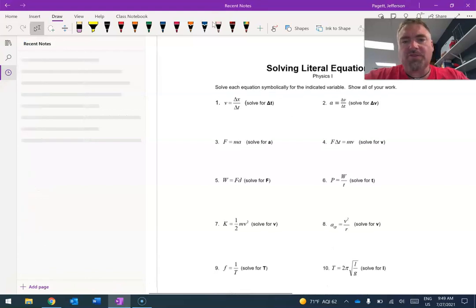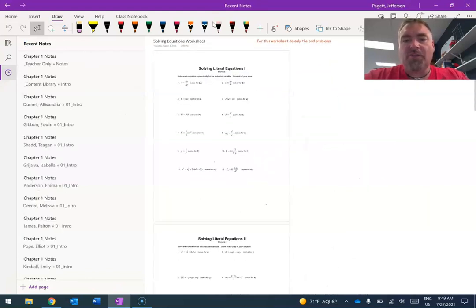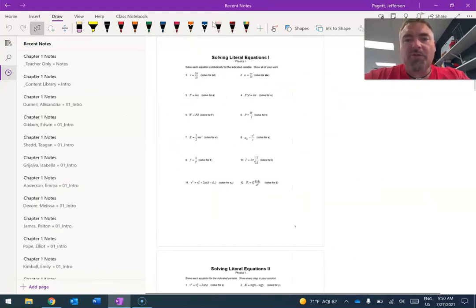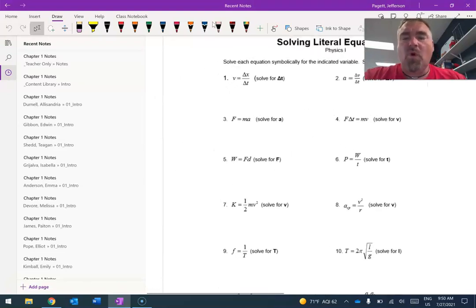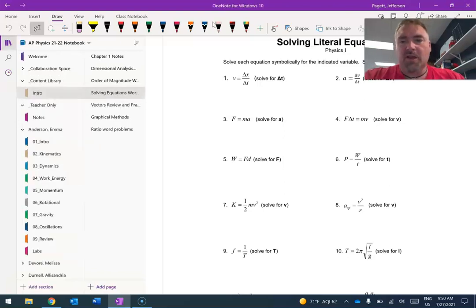This one just allows us to solve for these equations. Again, on this one, only do the odd ones, but this is something we're going to talk about later on, that we want to be able to solve for what we're looking for algebraically before we put in the numbers. So try these, and the answer key will be either in the content library or listed below, but take a look at those and give them a shot.